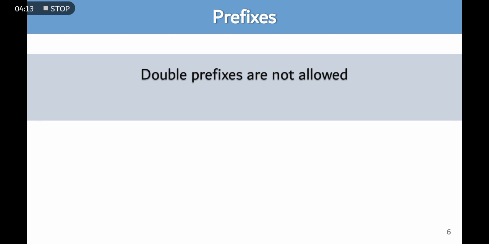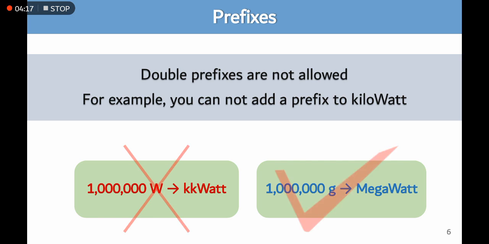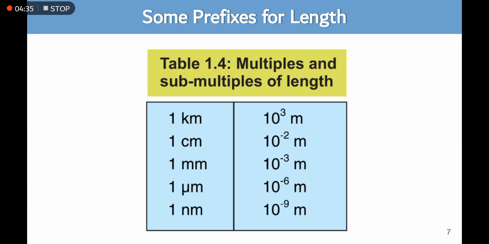One point to be noted here is that double prefixes are not allowed. For example, you cannot add a prefix to kilowatt. Let's consider an example in which we have 6 zeros. We cannot write it as kilowatt. Instead, we will write it as megawatt, as it has 6 zeros, so 10 raised to the power 6 is 1 mega.